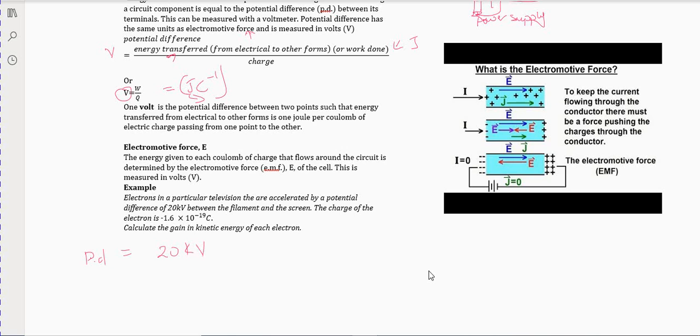The charge of an electron is this, right? So we know that the charge of an electron is equal to negative 1.6 times 10 to the minus 19 coulombs. They want us to calculate the gain in kinetic energy of each charge.